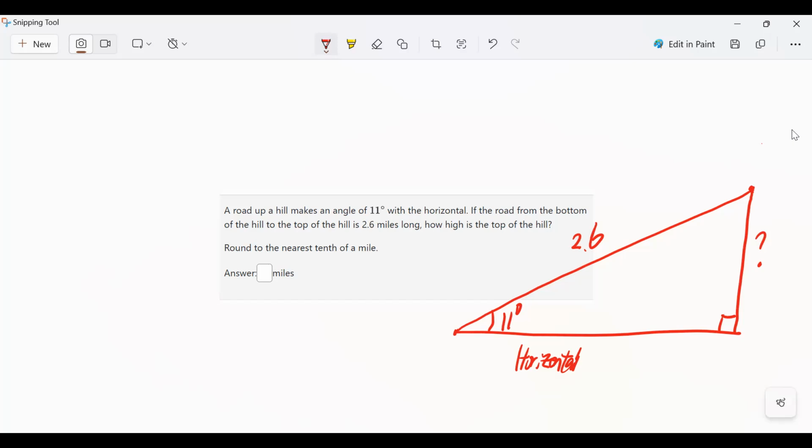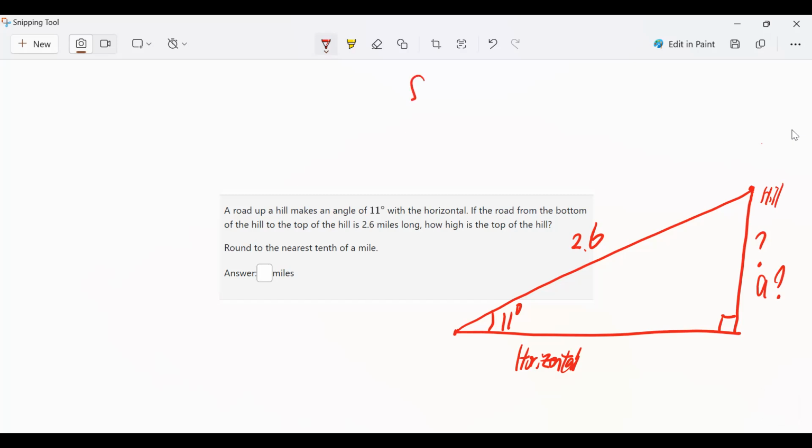And this is 2.6 miles. Right here, we are looking for the height of the hill, right? This is the hill right here. Basically, we're looking for this A. A is unknown. So we just set up using a trigonometric identity.